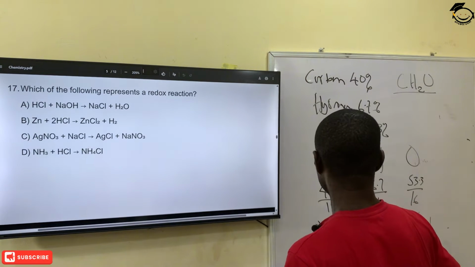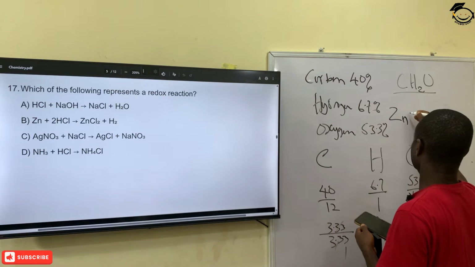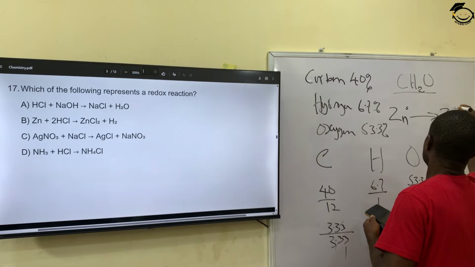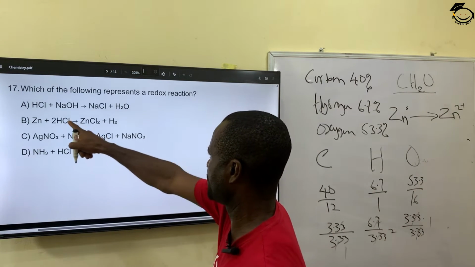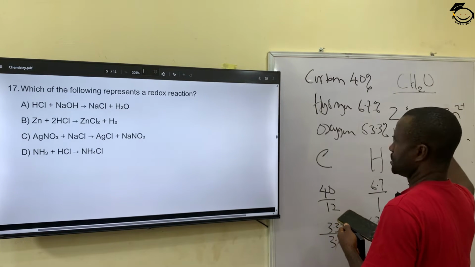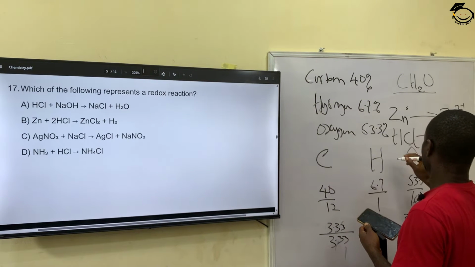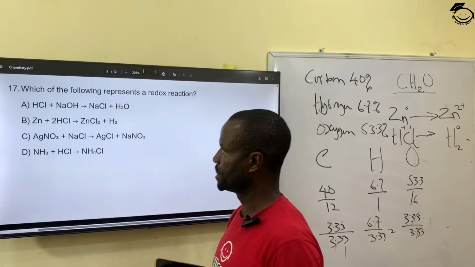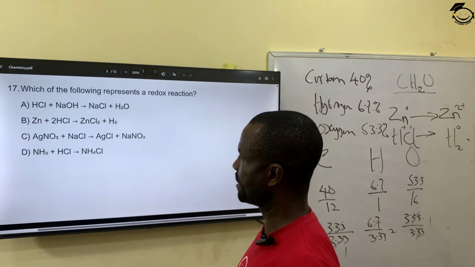Okay, let's put it down. Zinc reacts with HCl. So this one goes from zinc 0 to zinc 2+. All right. Looking at this, hydrogen is +1 in HCl, to hydrogen gas, which is 0. So the correct answer is B. Zinc plus HCl, giving you zinc chloride and hydrogen.